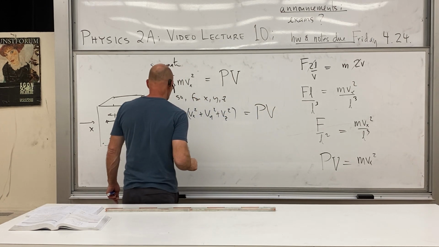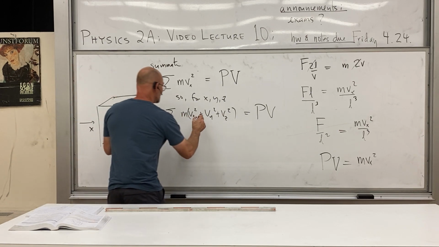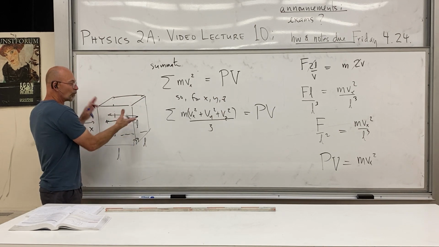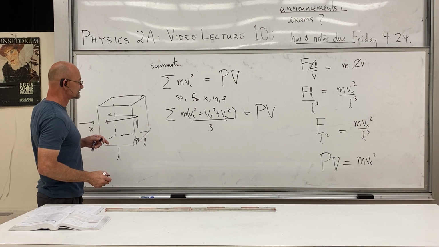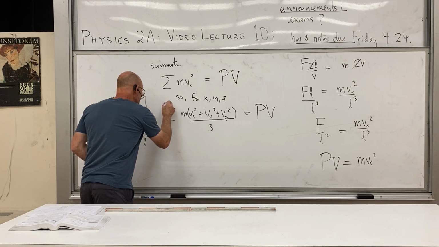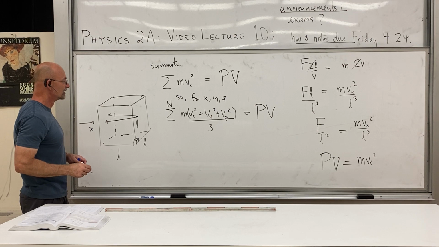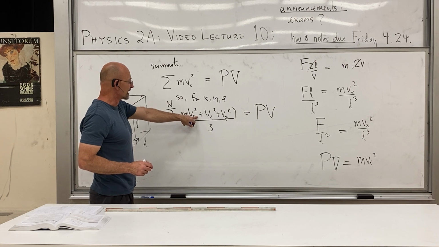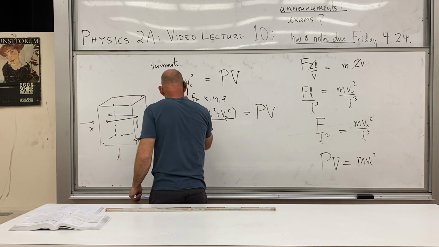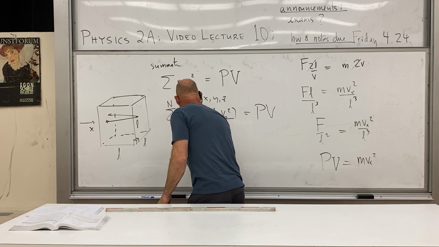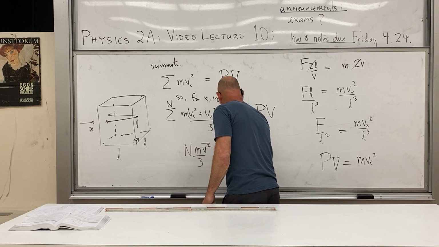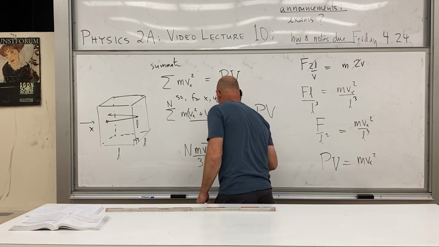equals P times V. But since we had all three of these, we're going to have to divide this by 3. And we're saying this is a lot of random activity going on here. And then this summation goes to n for the total number of particles. And this is the average of v squared in 3 dimensions. Okay, the average of v squared, so what we end up with is n m v squared average over 3 is equal to P times V.